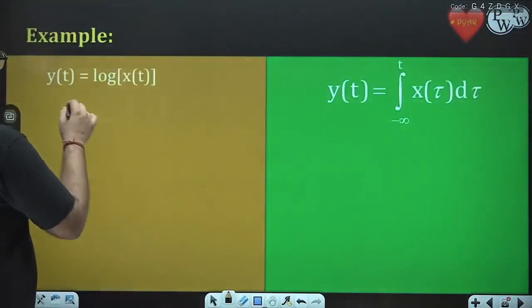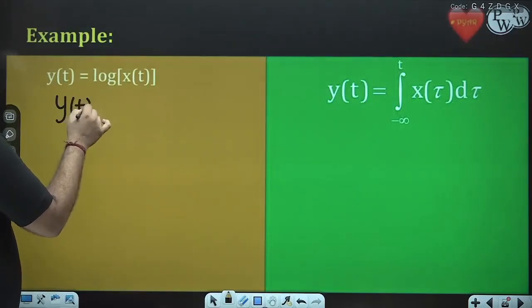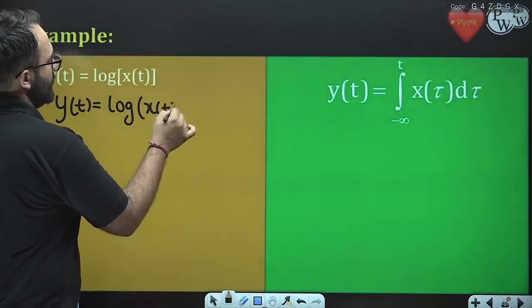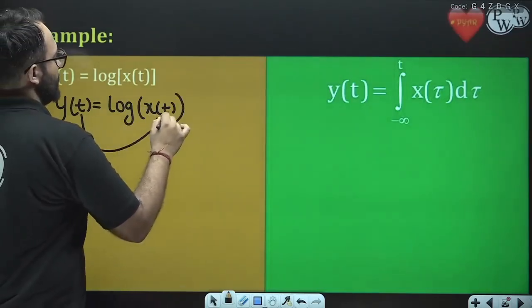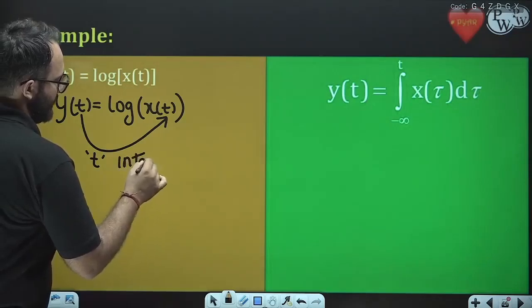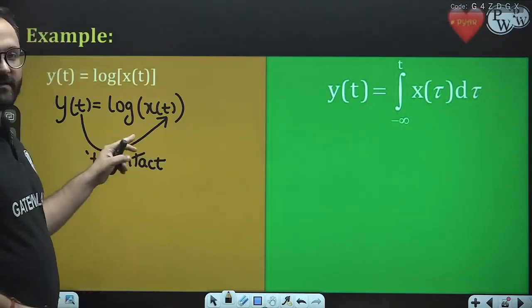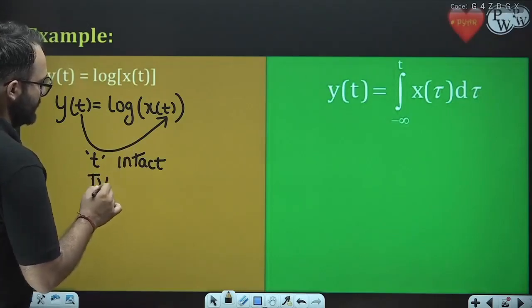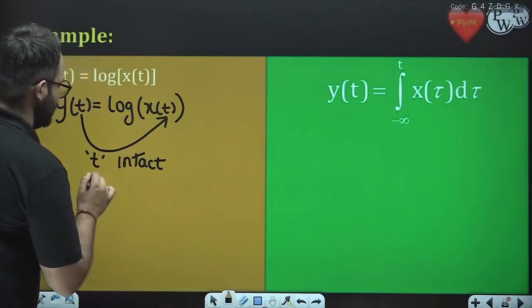Next is y(t) equals log of x(t). Here also we can see that the variable t is intact. Here variable t is intact. So this is a time invariant system.